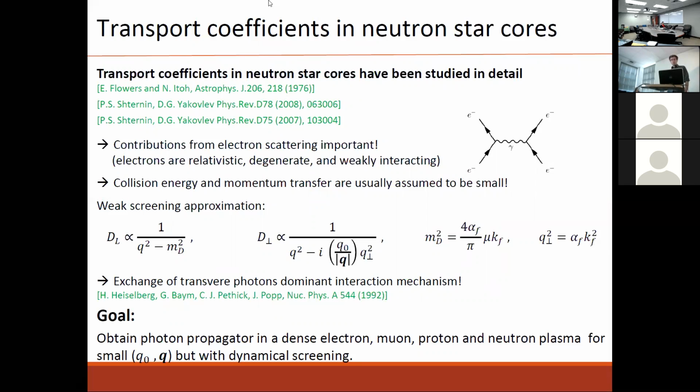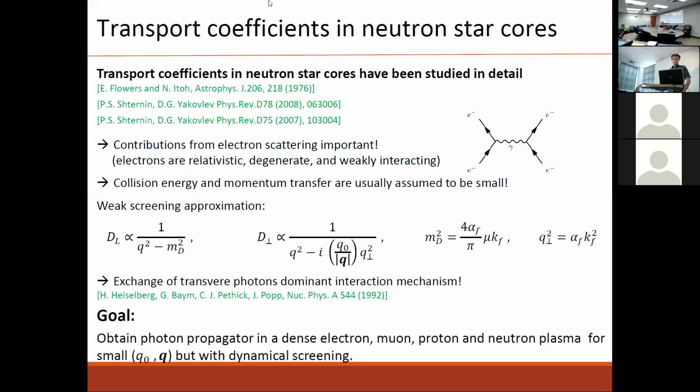And one contribution that's very important to transport coefficients is that of electrons, simply because electrons are very light. In the relativistic limit, you could even consider them massless. They're degenerate and they're weakly interacting. So for those reasons, they're certainly a main contributor to any transport coefficient or transport effect. So usually what one does in the calculation of transport coefficients, one assumes the collision energy and momentum transfer to be small, which is certainly a reasonable approximation.